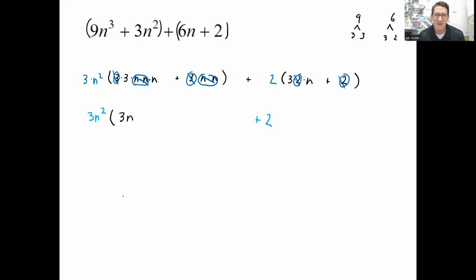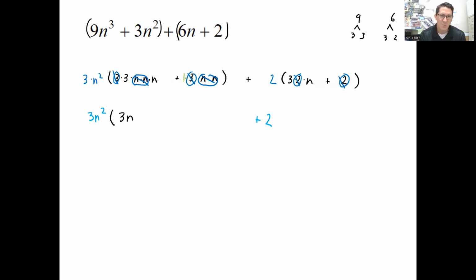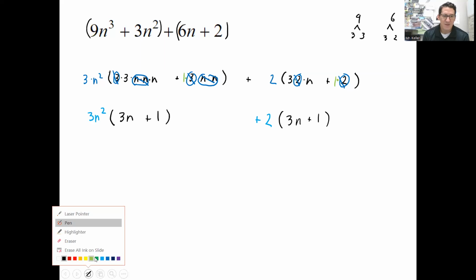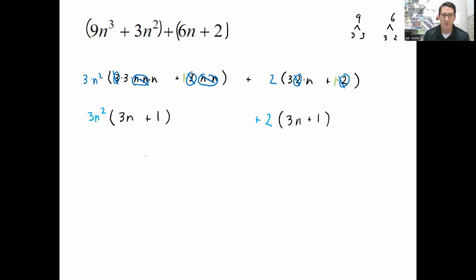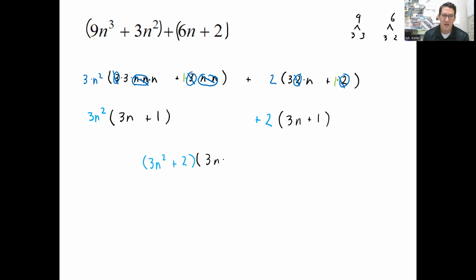And then when you take everything out, remember that there's still that invisible math. You can still multiply these things by 1. So there's still a 1 left over. So that's going to be 3n plus 1. And over here, it's going to be 3n plus 1 as well. And then bring your stuff back together. So regroup, it's going to be 3n squared plus 2, and then 3n plus 1.